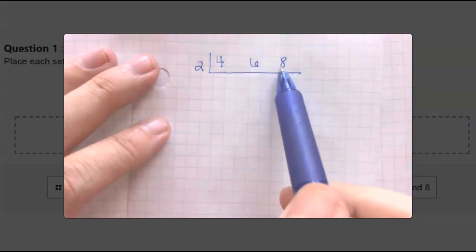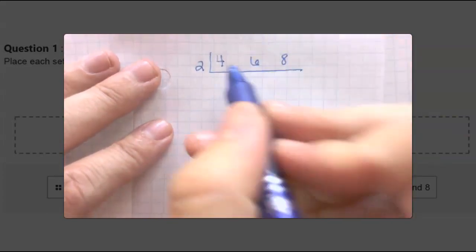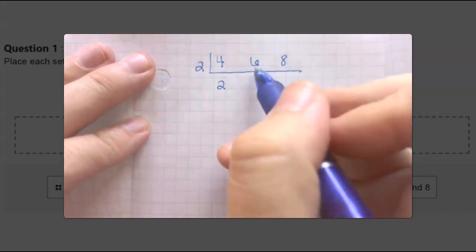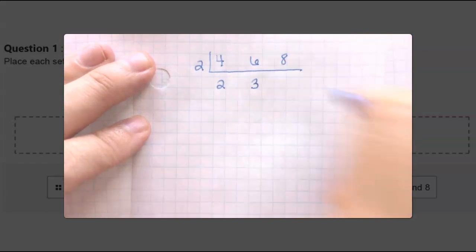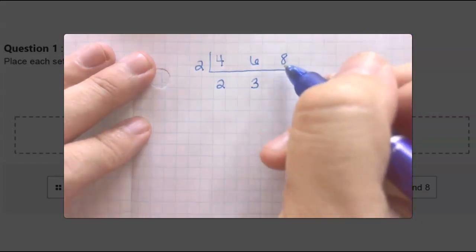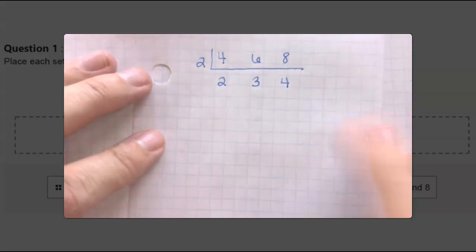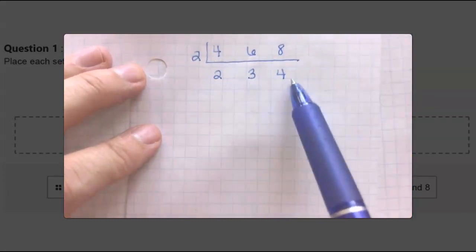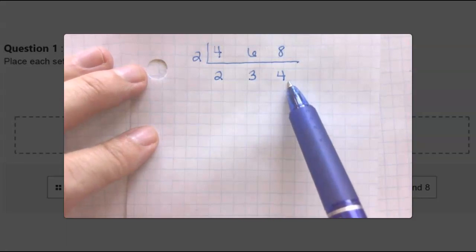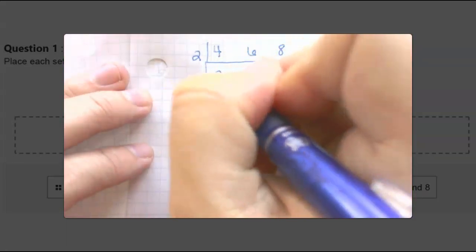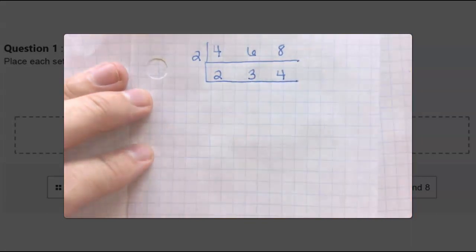I know that they're all even numbers. I can see that. So 4 divided by 2 is 2. 6 divided by 2 is 3. And 8 divided by 2 is 4. All right, so now we're going to look at these numbers, and we have to make sure they're all prime. Well, they are not all prime. So that means I have to pull out another prime factor.